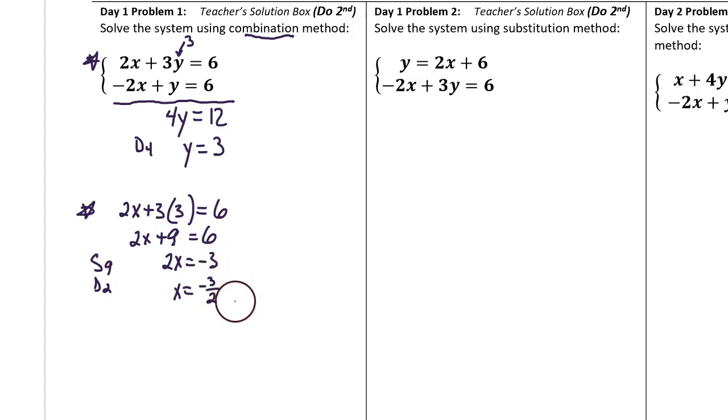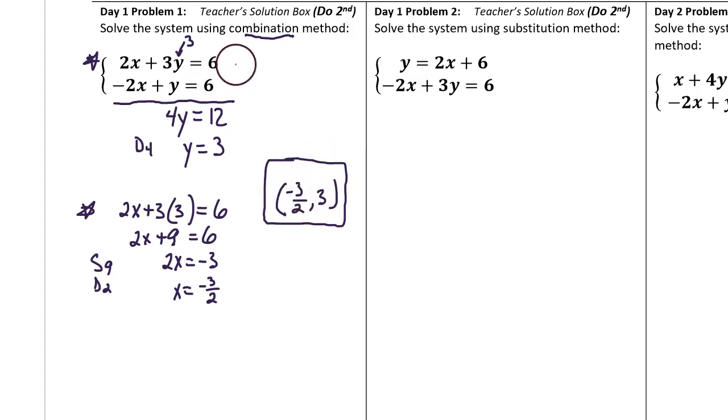We have the answer for x and for y. It's typical to write that as an ordered pair. Negative 3 halves, comma, 3. If we were to draw lines for these two equations, the lines would cross each other at that location. If we were to substitute negative 3 halves and 3 in place of x and y, the first equation would equal 6. And if we put those two numbers into the second equation, it would also equal 6.